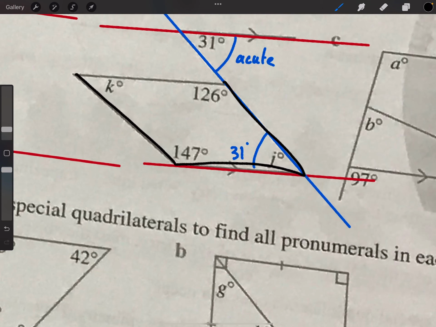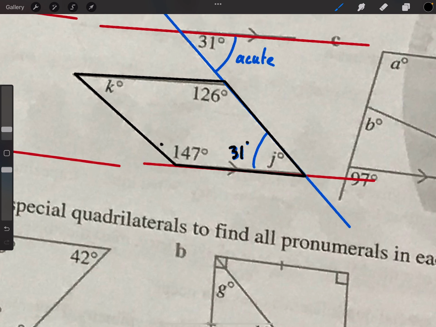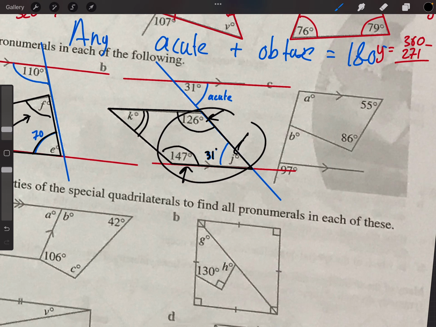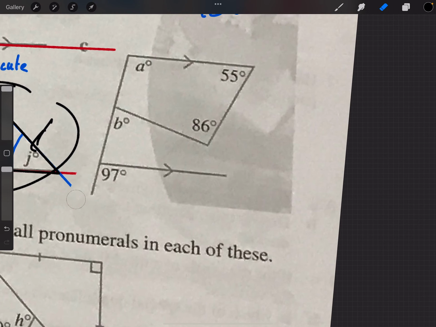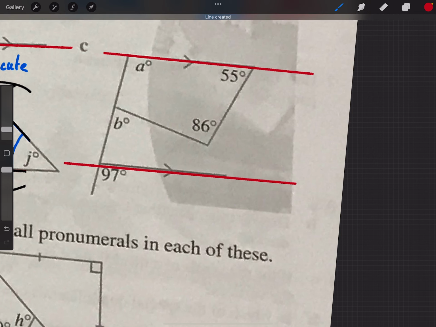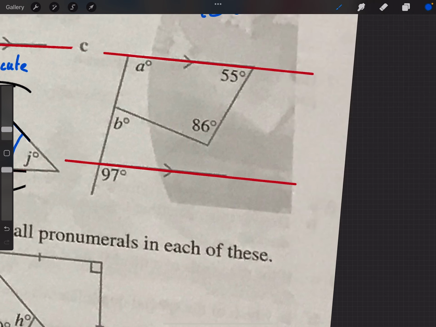Alright, so this is 31, that's 147, that's 126. You can work out K by yourself. Just add all of these three angles and then do 360, take away the sum of these three and you will get K. Alright, next one. Let me see, I'm going to draw the parallel lines again. Okay, so here's your two parallel lines. Alright, and then you have a blue transversal line.